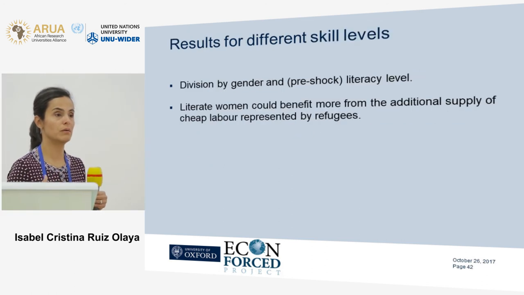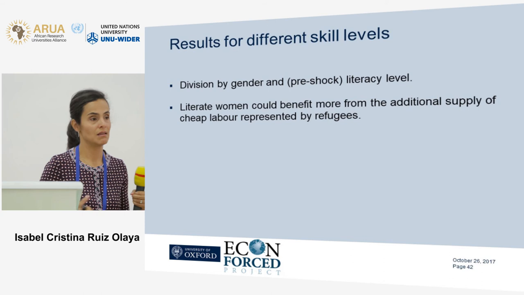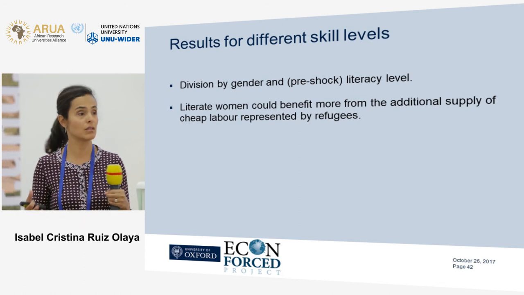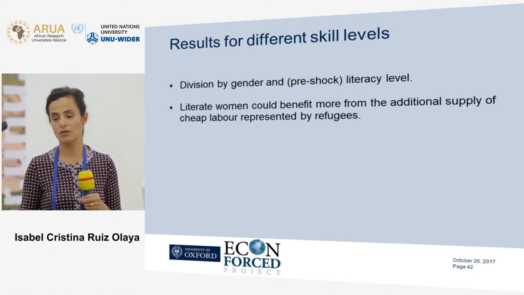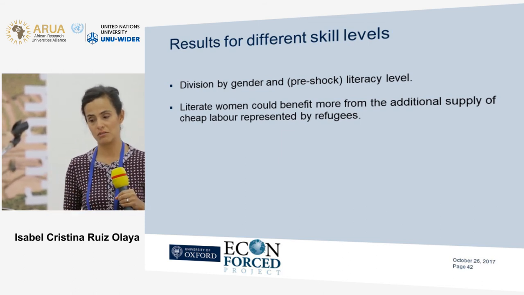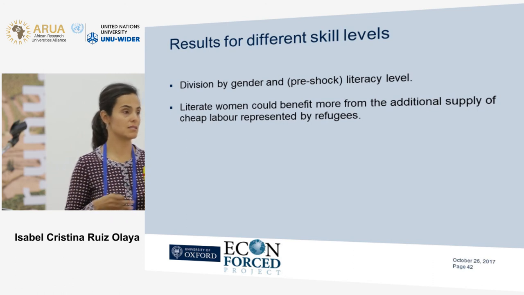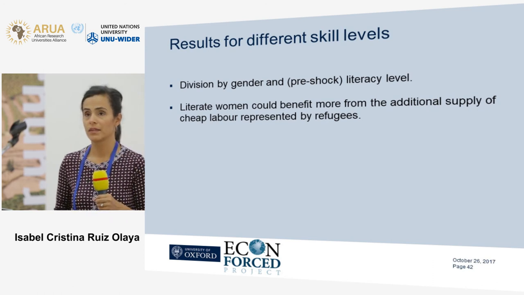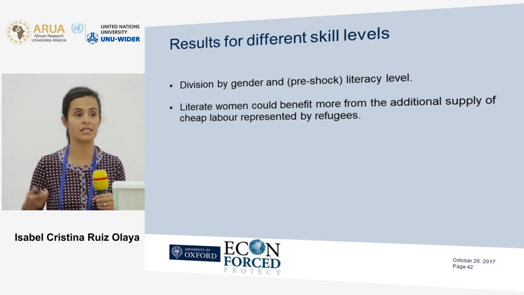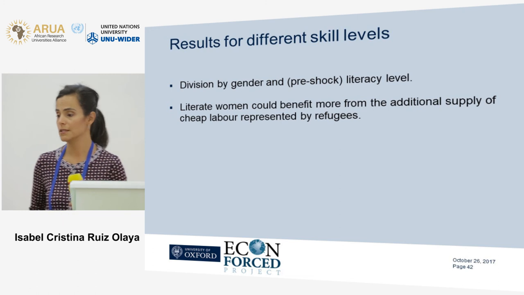Once we had the results, we thought, well, there certainly must be differences across women, right? More productive women, certain differences across women could make a difference in the result. So we look at the results for different skill levels. We had a division of gender and pre-shock literacy levels. So we look at literate women, basically basic things such as reading or doing simple math, because we thought maybe they could be benefiting from the additional supply of cheap labor. It would be a channel you would think might be at play here, but then it might be confounded in the general results.